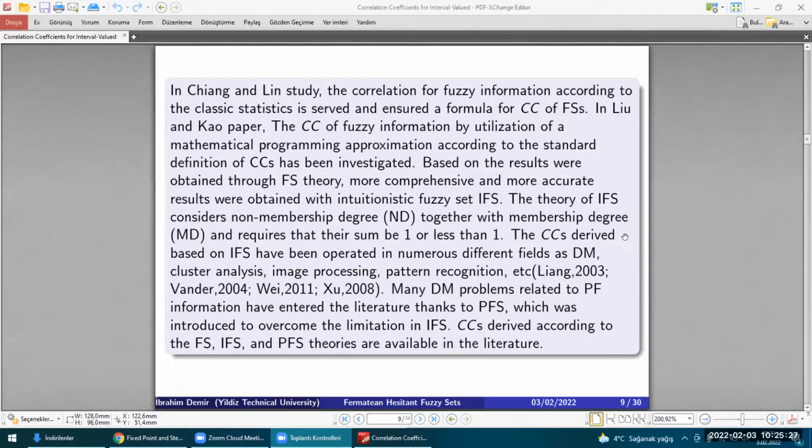The theory of IFS considers the non-membership degree together with the membership degree and requires that their sum be 1 or less than 1. The correlation coefficients derived based on IFS have been applied in numerous different fields such as cluster analysis, image processing, pattern recognition, etc. Many decision-making problems related to Pythagorean fuzzy set information have entered the literature thanks to PFS, which was introduced to overcome the limitation of IFS. Correlation coefficients derived according to IFS and PFS theories are available in the literature.